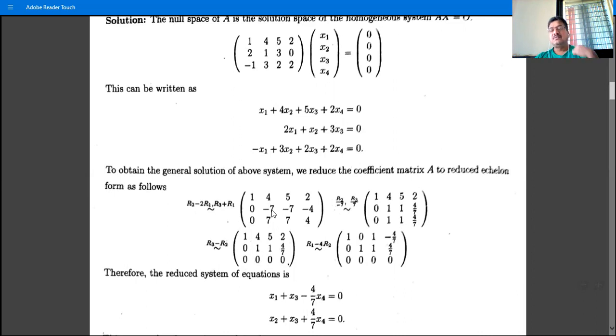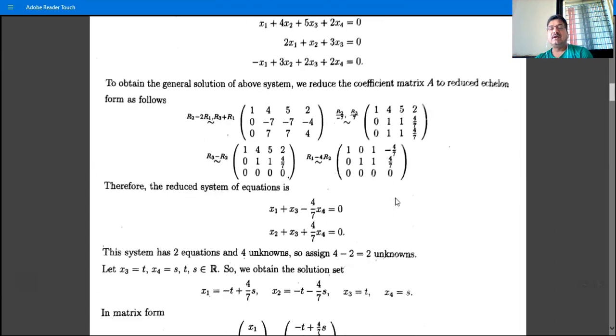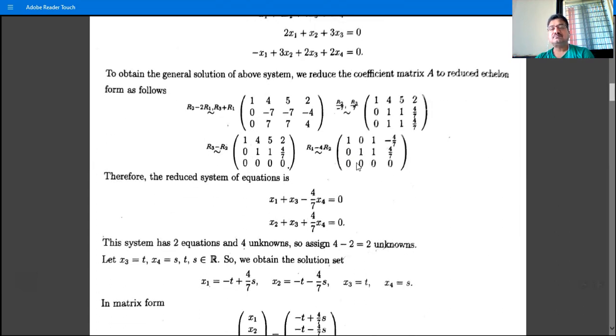So reduce this to 1 or don't reduce it; we have the same matrix here. This is an echelon form. If we apply R1 minus 4 R2, we reduce this 4 to 0. This is actually the reduced row echelon form. There is no need to form the reduced row echelon form; we just find the echelon form. And this is the reduced row echelon form.